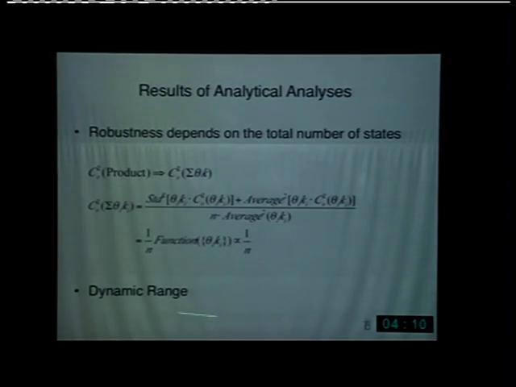And then the dynamic range. We found that the dynamic range depends on the balance between the holo state and the apo state. The holo state means the ligand-bound state, and the apo state means the ligand-free state. So if we want to improve both the robustness and the dynamic range, which is the ratio of maximal expression level to minimal expression level, we can add opposite states so that we increase the total number of states and increase the balance between the apo state and holo state.